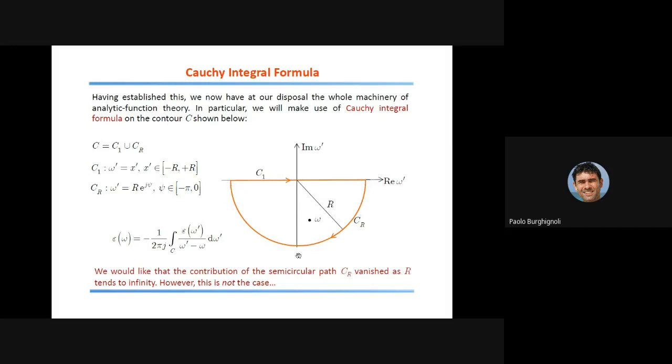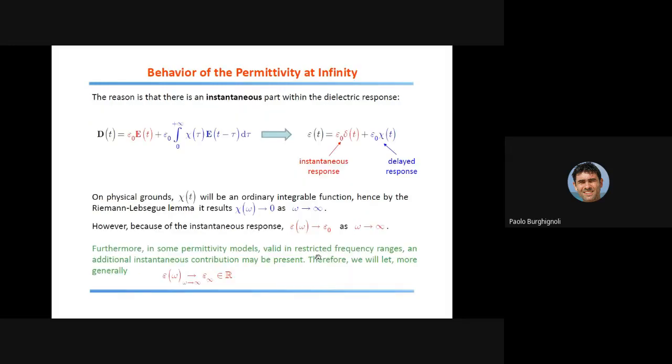However, this is not the case, and the reason is that inside our time domain permittivity, there is an instantaneous response. Consider that our electric induction, that is the effect, can be written in general as the induction that would be present in vacuum, which is simply the electric field multiplied by epsilon 0, a real constant, plus a polarization density, which is expressed in terms of the electric field and the electric susceptibility, chi.